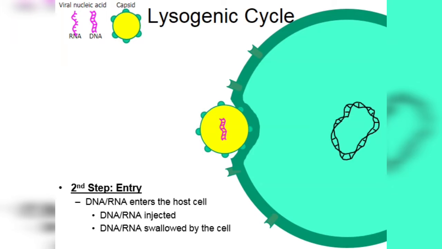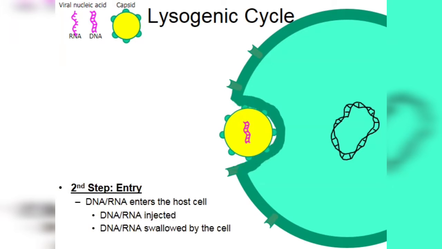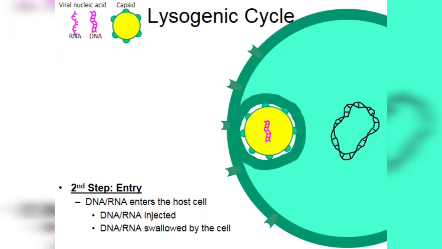Notice how an indentation has begun. More and more and more of the virus is being taken into the host. And eventually the entire virus has been taken into the host cell. So what happens next are enzymes inside the virus will cause the capsid to break down. This releases the nucleic acid into the cytoplasm of the host.